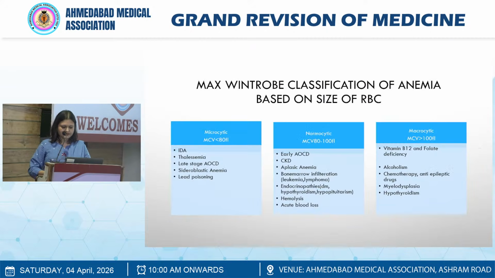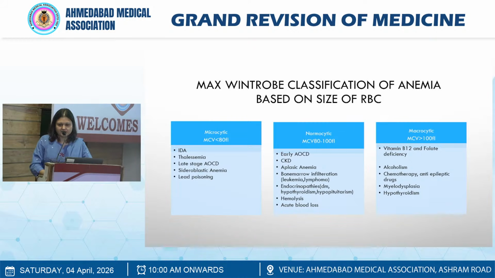Now, classification of anemia. Max Winthrop classification of anemia. It is based on mean corpuscular volume, MCV. જે CBC નો રિપોર્ટ હોય એમાં RBC indices હોય, એમાં MCV is one of the part. So microcytic, normocytic and macrocytic. Microcytic anemia is seen in IDA, thalassemia, late stage of anemia of chronic disease, sideroblastic anemia and lead poisoning.